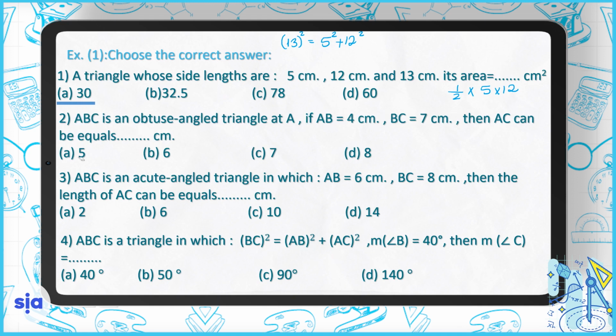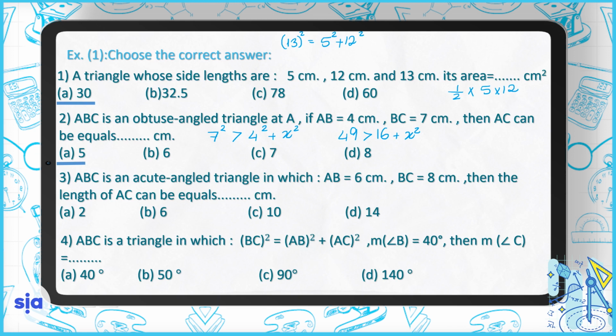Question 2. ABC is an obtuse angle triangle at A. If AB is 4 and BC is 7, then AC can be equal to how many centimeters? As long as it is an obtuse triangle, then BC squared, which is the 7 squared, must be greater than AB squared, which is the 4 squared, plus the coming one squared. So 49 is greater than 16 plus what number squared? So in this case, x will be equal to 5.